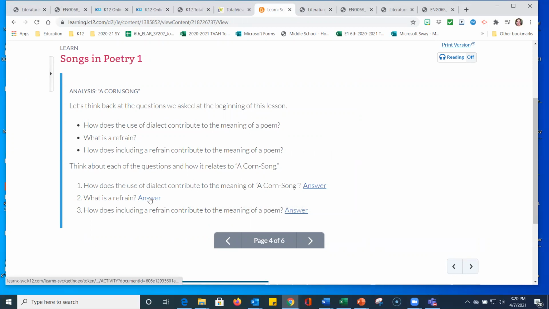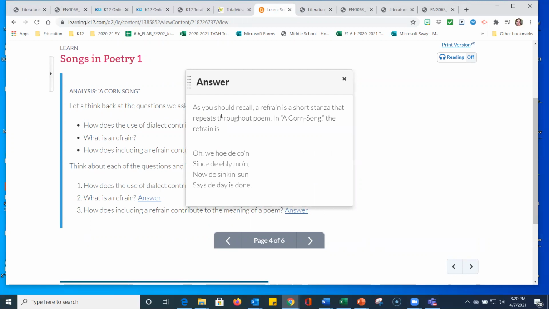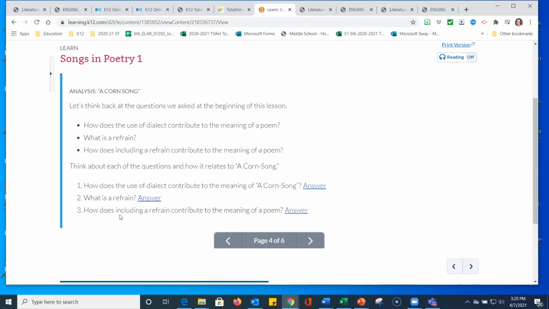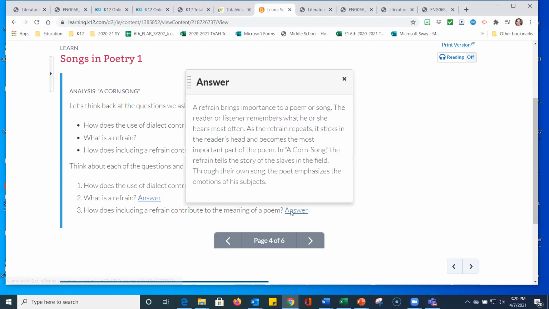What is a refrain? As you should recall, a refrain is a short stanza that repeats throughout the poem. In A Corn Song, the refrain is, oh, we hoed the corn since the early morn. Now the sinking sun says the day is done. How does including a refrain contribute to the meaning of the poem?